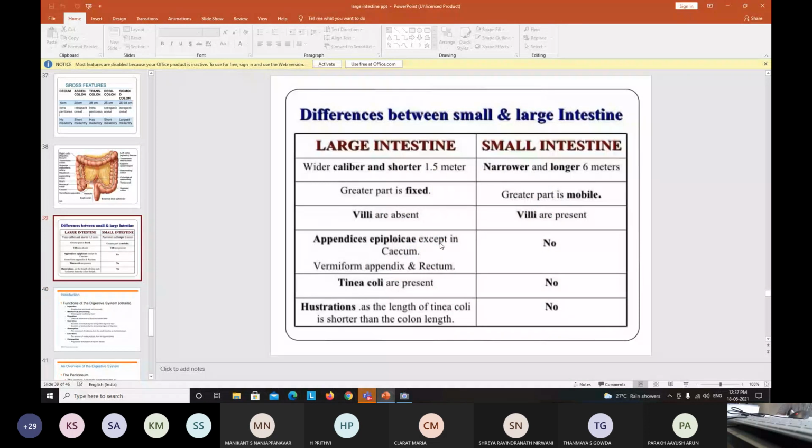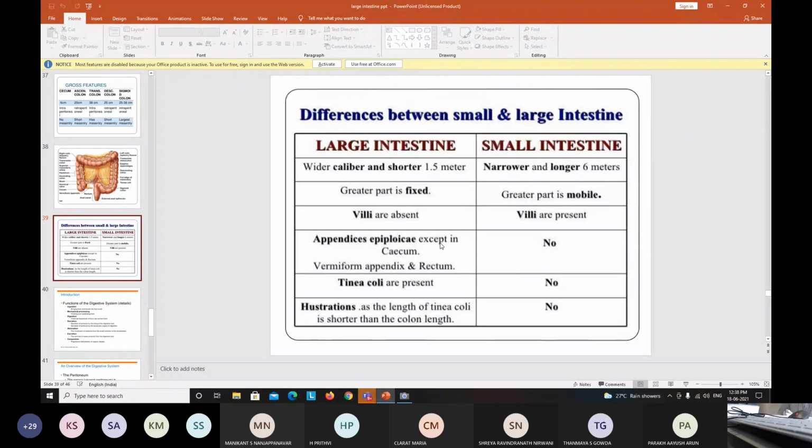Now, this is a common and important question in your practical exam. What are the differences? First is length or measurement, that is 1.5 meter for the large intestine. The small intestine is 6 meter, but its lumen is narrow. That's why it is the small intestine, narrow. You have to remember. Then the greater part of the large intestine is fixed, means not movable. Okay. The small intestine is movable.